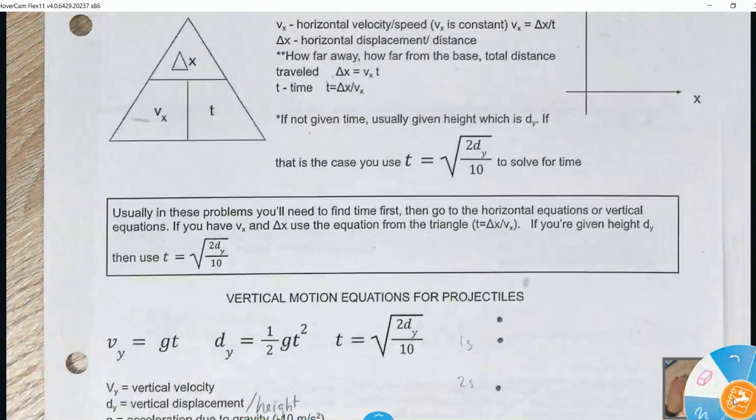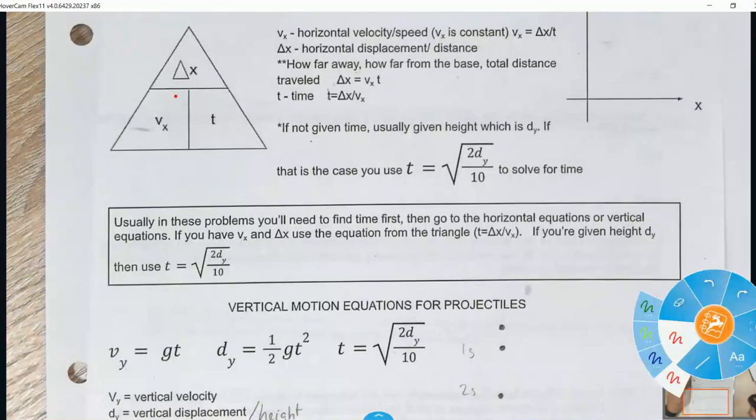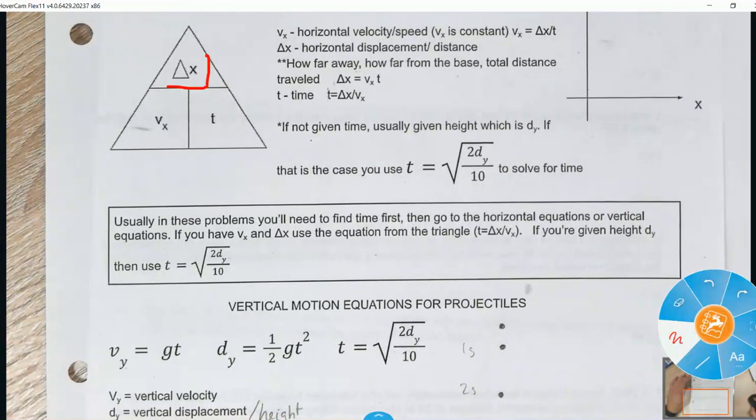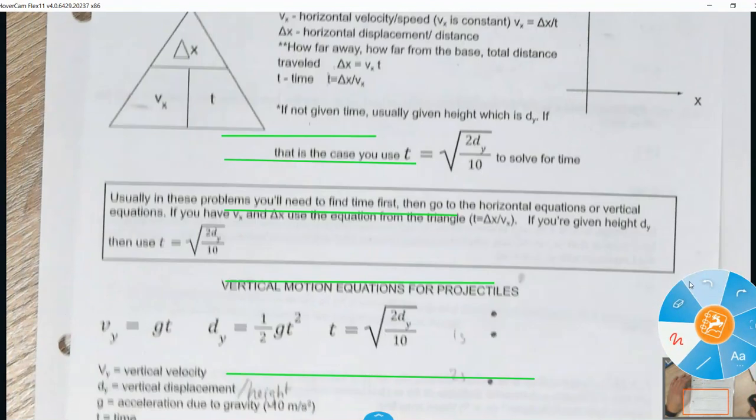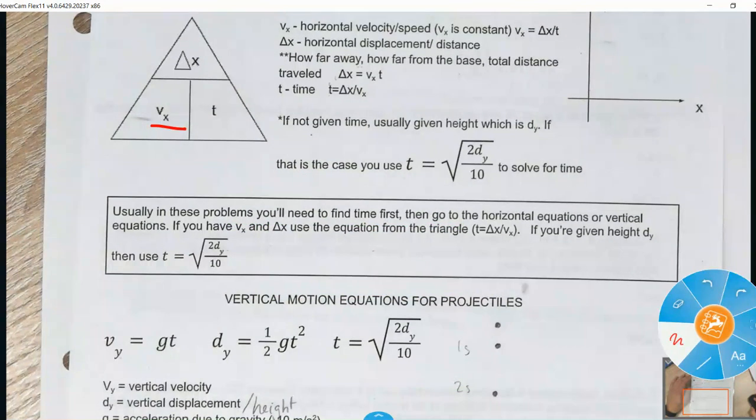So I'm looking for Vx. I have delta x. I don't have t. So obviously I can't use this equation because I don't have time. Looking for this, have this, don't have this. So I cannot use this t equation.